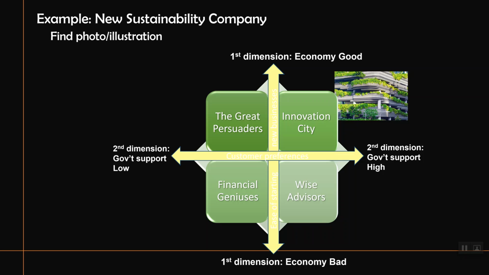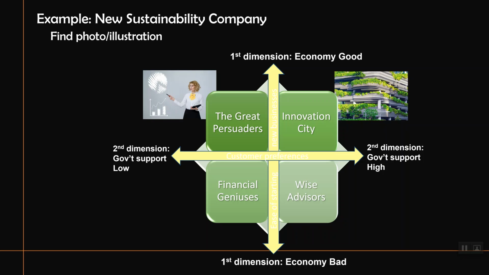In this example, the best scenario is upper right, with the economy good and government support high. This we will call Innovation City, because we can publish works that advocate cutting-edge innovations. The next best scenario is with the economy good, but government support low, meaning that people have money and are willing to buy if you have an excellent product or service and great marketing. Your focus should be on developing a strong marketing strategy to accompany your excellent sustainability ideas.